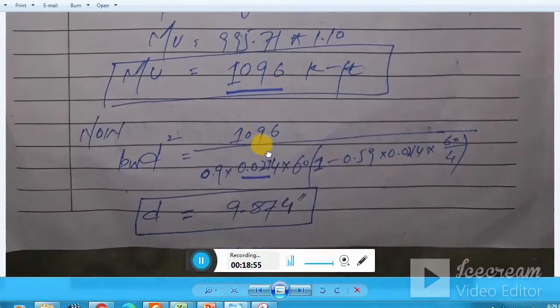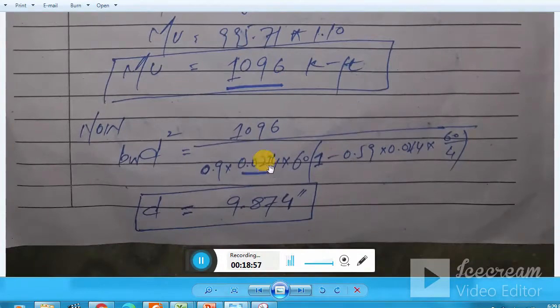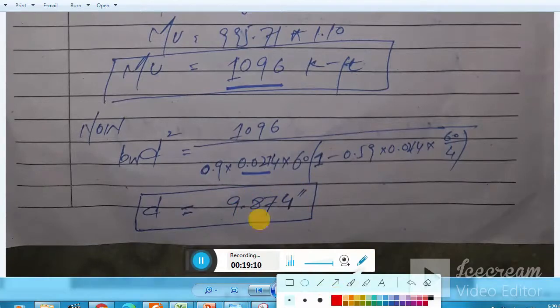Now to find out the depth, I just equate rho provided with the rho max, keeping the value of moment, and I calculate depth d is equal to 9.87. This is a very important depth, remember. This depth basically provides the lower boundary of our beam depth, that we should not decrease the beam depth from this 9.87.